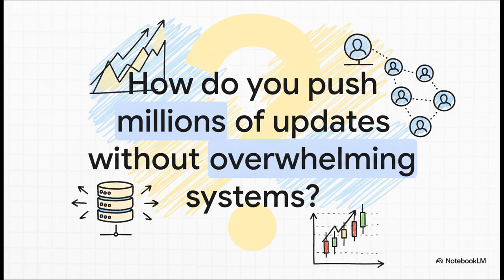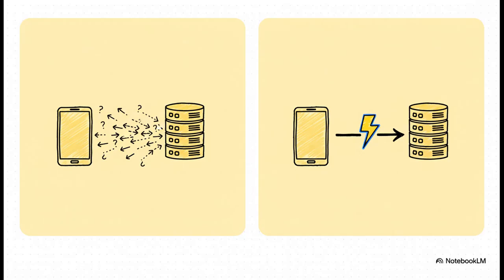So we could do what's called polling. This is basically like having the app on your phone repeatedly ask our server, anything new? Anything new? How about now? It works, but it's wildly inefficient. A way better solution is something called server-sent events, or SSE.